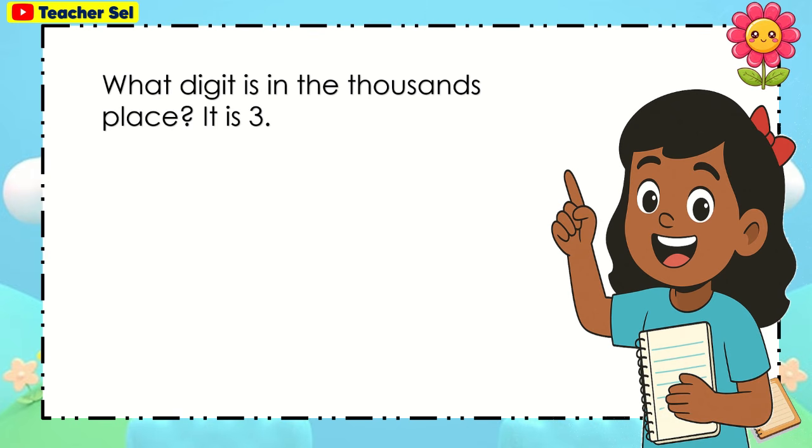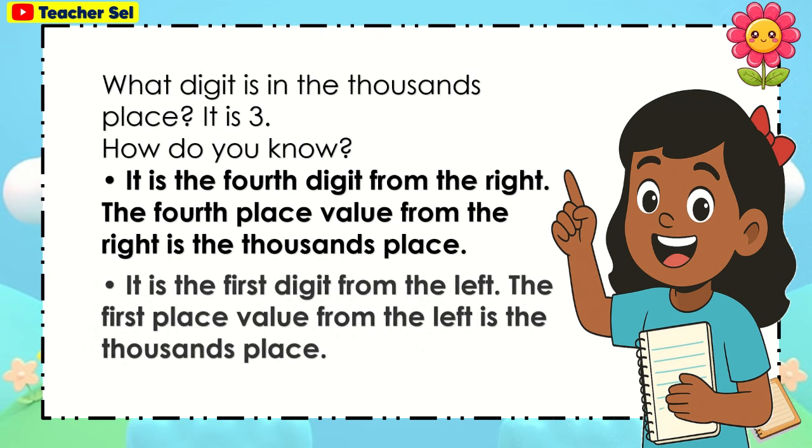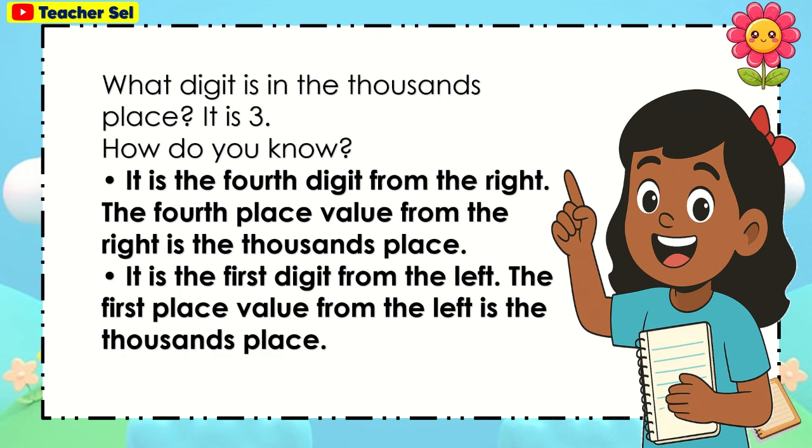What digit is in the thousands place? It is 3. How do you know? It is the fourth digit from the right. The fourth place value from the right is the thousands place. It is the first digit from the left. The first place value from the left is the thousands place. It is the leftmost digit.